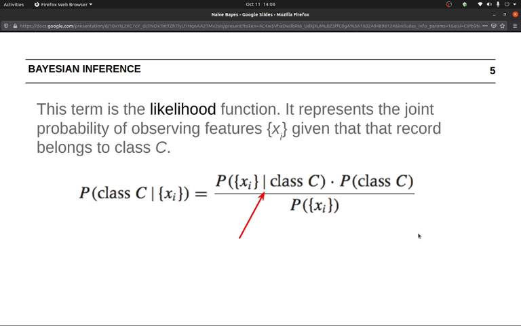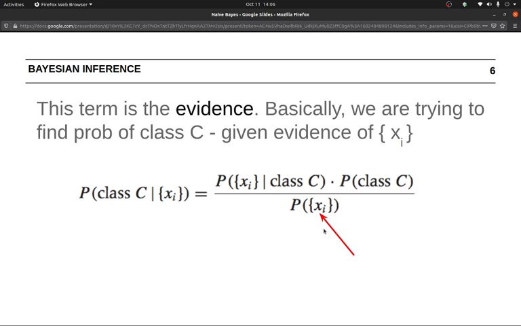Probability of features given a class. This term is the likelihood function. This represents the joint probability of observing a given set of features given that a record belongs to a class C. This also would be available if we look at and interrogate the data that would be provided to us. Now the final term, probability of all the features, this term is called the evidence.